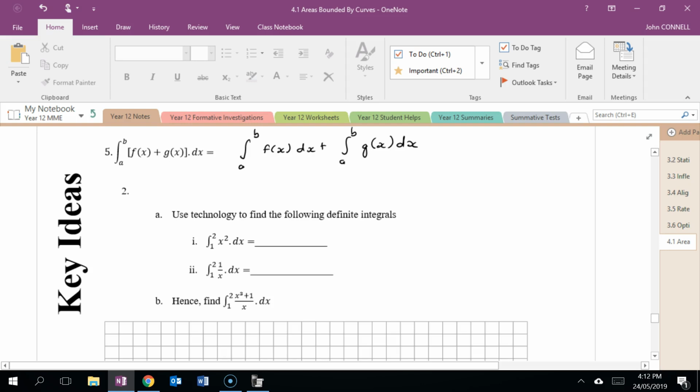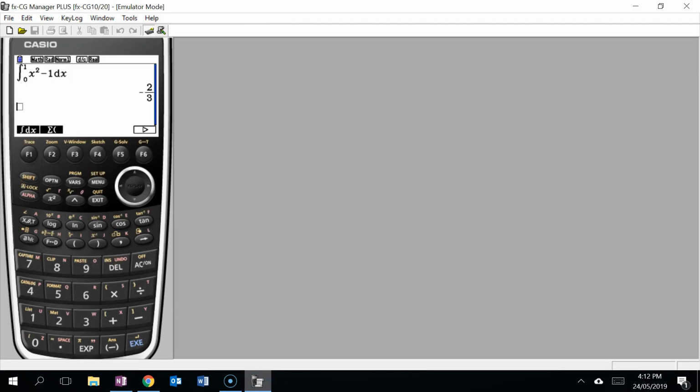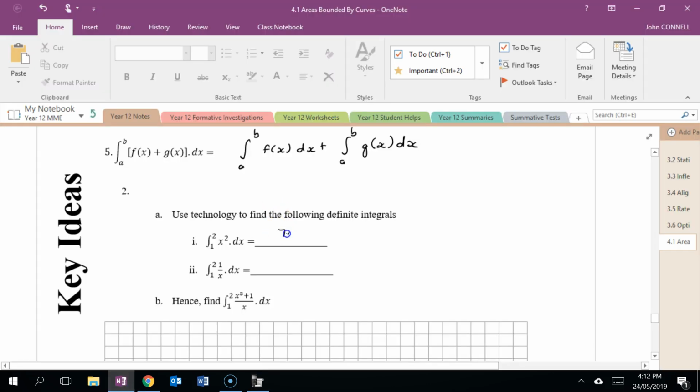So the integral from 1 to 2 of x squared. Well, if we just use our calculator, we know that it's math and then across to this one. So x squared from 1 up to 2 gives me 7 on 3. It's always good to keep things as a fraction because it's more exact.